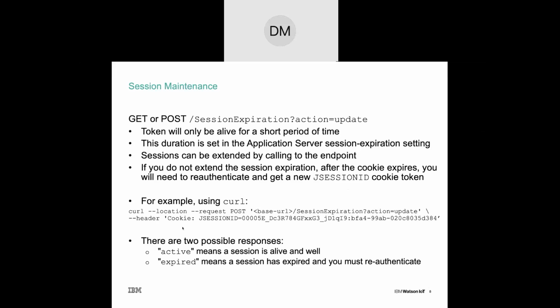So for example, in curl, you're not worried about the output, you're just getting a location, and the request type is POST, and you give that base URL, the same one that we used on the previous slide, the http:// your server, your port, / your context path. And then you do the /session expiration.jsp. And then you can either pass the cookie on the command line here, or you can use the -b option to read it from the cookies file. And again, there are two possible responses. Active means the session is alive and well, or expired, meaning you do not have a current session.